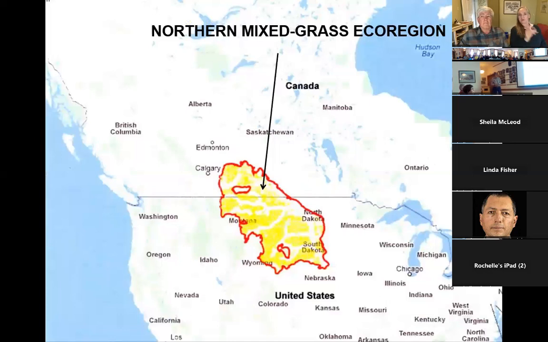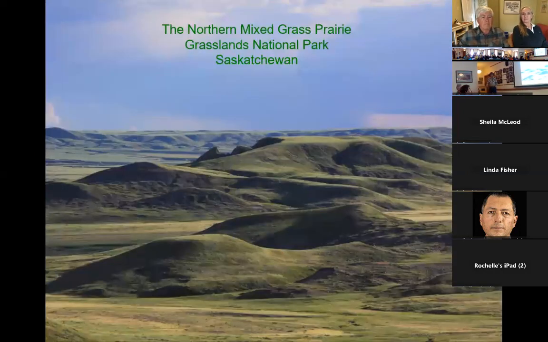This is the northern mixed grass prairie. This is the Cypress Hills, and Grasslands straddles the border right there. Very interesting part of it. Has anybody been to Grasslands? Yeah, there's a few people. Shame on the rest of you for not being there yet. It's a fantastic place to have a chance. Next. So that's what it looks like there.